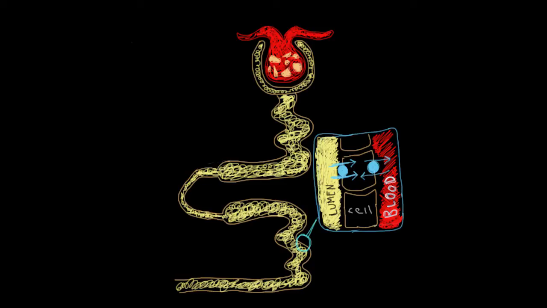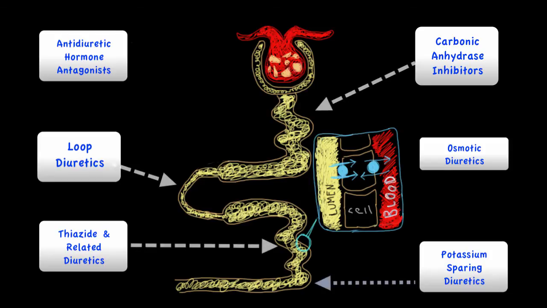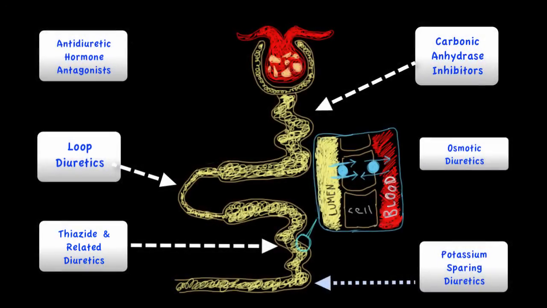Diuretics are used to treat a variety of cardiovascular, hepatic, and endocrine pathologies, and 6 different classes exist, each with different pharmacodynamics, which you can see here. I'm going to focus on just 2 of these in upcoming videos. I'm going to look at thiazide and related diuretics, and I'm going to look at an aldosterone inhibitor that falls within the class of potassium-sparing diuretics.